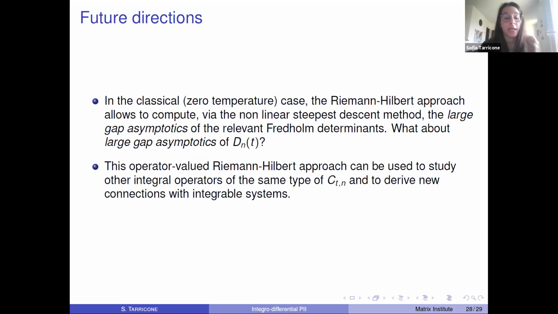The other point is not a question, it is more a remark. This operator valued Riemann Hilbert problem can be used anytime that you have operators like our C_tn, so operators that have that type of kernel, and not just for the particular C_tn with the particular choice of m_i and k_i. The general theory is studied by Thomas, who I think is going to publish a paper on it very soon. This theory can then be applied to study other finite temperature integral operators, and to derive new connections with integrable systems.